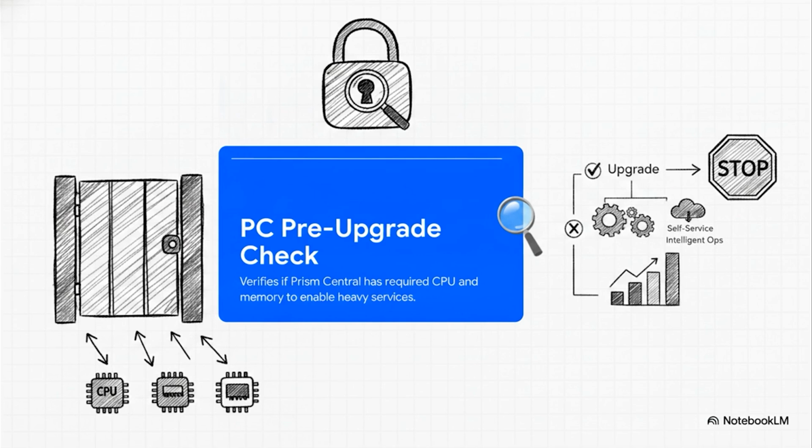If you try to upgrade your software or enable heavy services like self-service, which you might remember as Calm, or Intelligent Ops, formerly AI Ops, without provisioning enough resources first, this check is going to stop you dead in your tracks. For the exam, you need to recognize this exact string. It acts as a gatekeeper, comparing your current CPU and memory against a strict matrix of required resources for whatever feature you're trying to spin up.